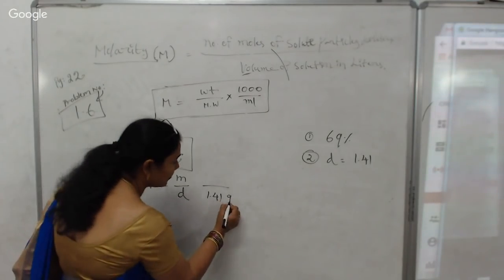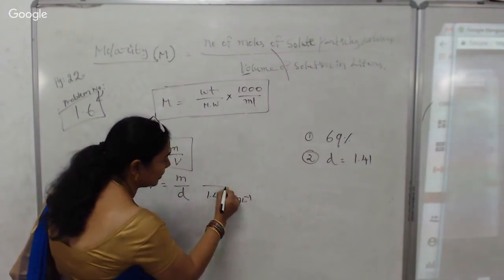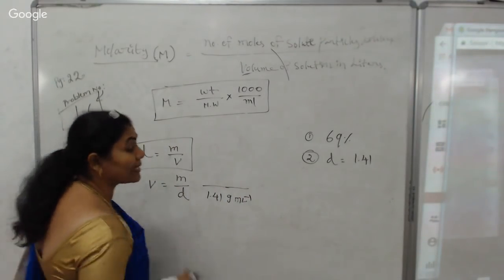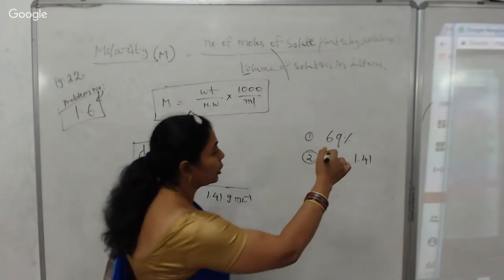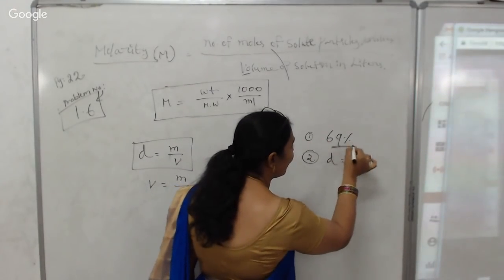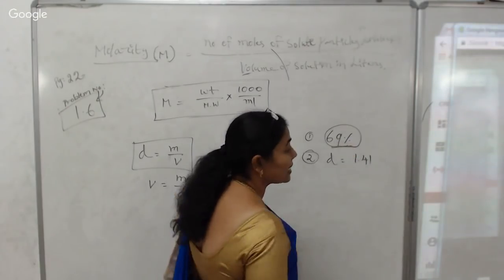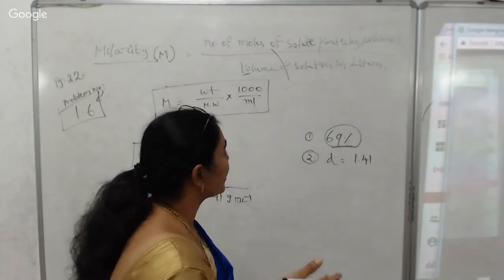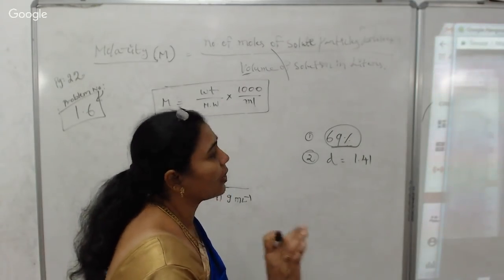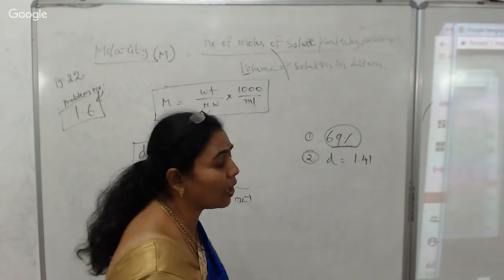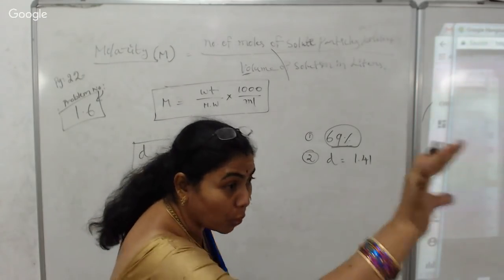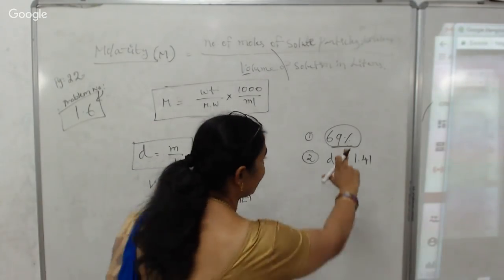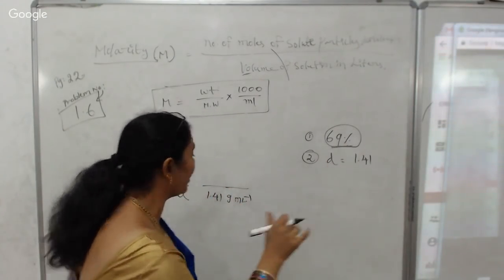1.41 grams per milliliter. Please write the units, otherwise you will get confused. Next, the mass is the total mass you have to take. The total mass is 100%, meaning 69 grams of HNO3, that is the weight, nitric acid dissolved in water. So the total mass is 100. You understand? Percent means the total, everything, the total mass is 100.